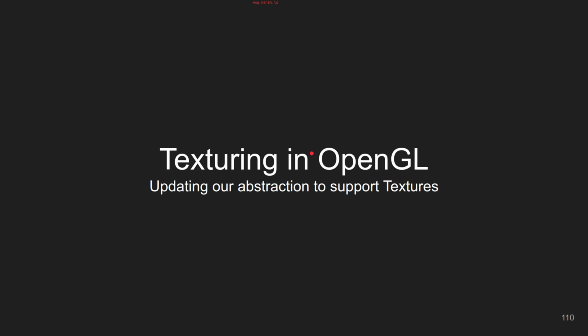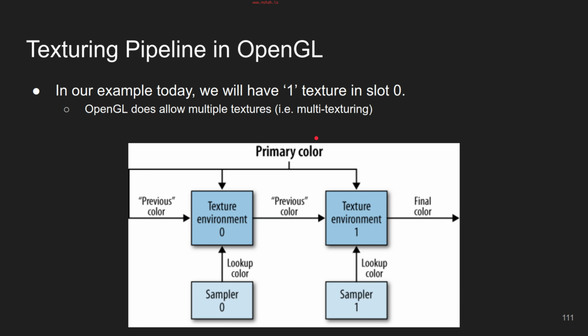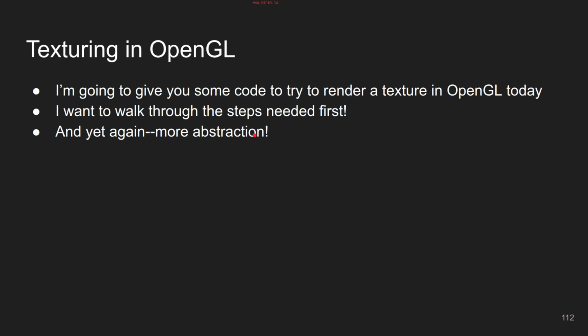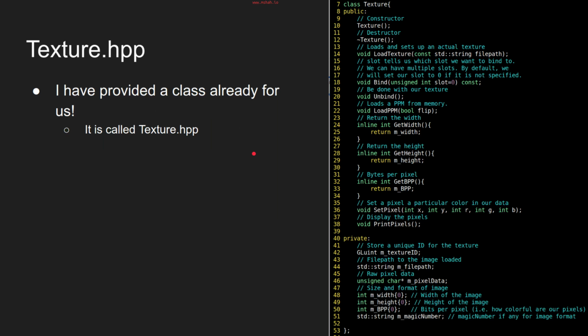Anyway, I thought that was kind of neat, but let's go ahead and update our texturing support in OpenGL, updating our abstraction here. We're not going to complicate things too much. We can have multiple textures per object, but let's just start with one. OpenGL does allow you to have multiple textures. I'm going to give you some code provided in our abstraction and walk through some of the steps you're going to have to finish off, to figure out some of the new pieces. So here's our texture class.